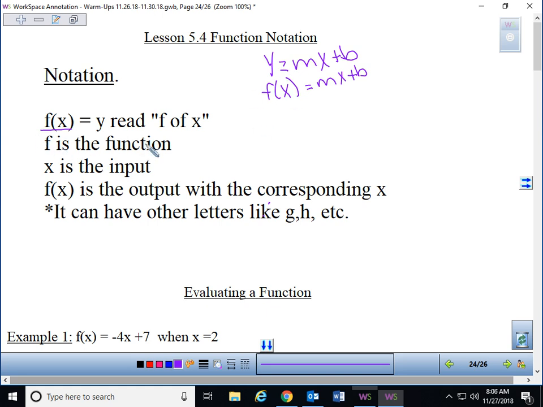F is the function. This just represents the equation. X is your input. That has not changed. F of x is the output that corresponds with the x. That just means it's the y value. So don't get too caught up. This is all stuff that you're used to seeing. It's just now we're going to call it something different. It doesn't always have to be f of x. It could also be g of x or h of x. It's not always f. F is just most common. Again, pause the video when needed to copy down all your notes.